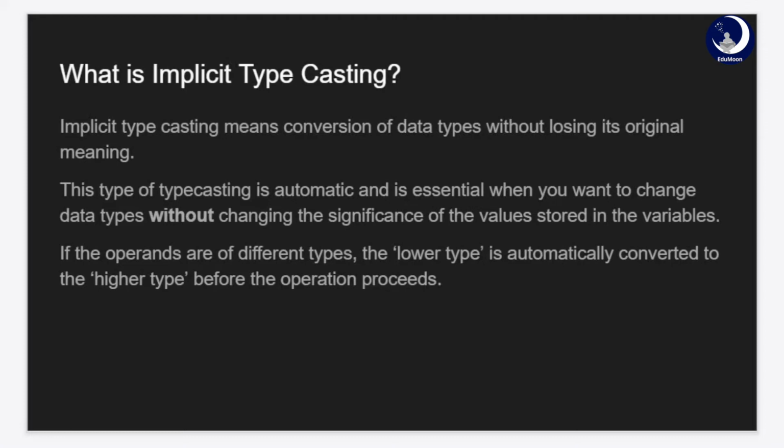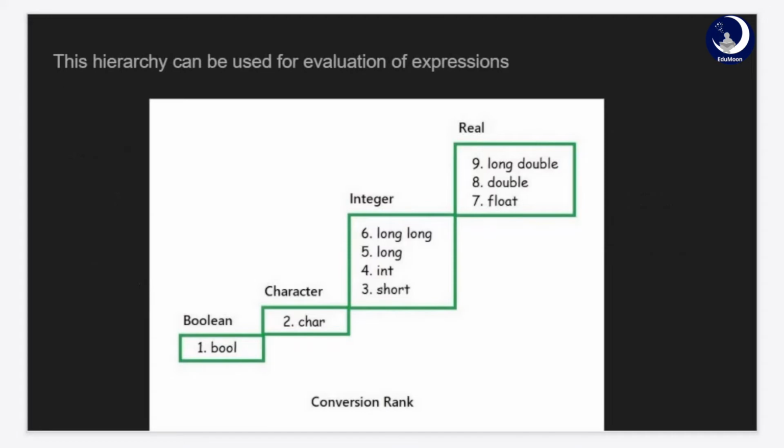The order of conversion is given here. So this hierarchy is followed. The boolean is converted to character, which can be converted to integer and which can be converted to real. So automatically the lower type will be converted to higher type if there are different types of operands. So in integer we have short, int, long, long long. So short can be converted to int, which can be converted to long, which can be converted to long long, depending on the availability of the types of operands in the expression. So usually the hierarchy is from 1 to 9.